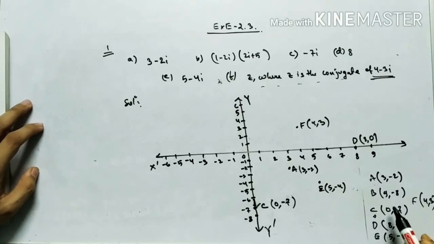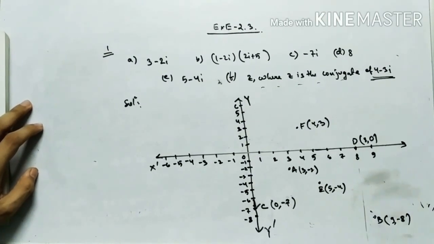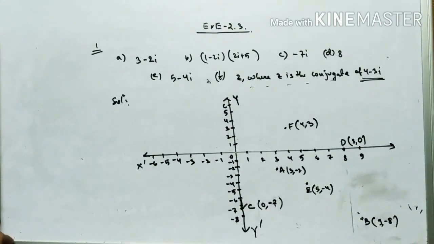So this was our (9, minus 8), it was our B point. So this will be your diagram.